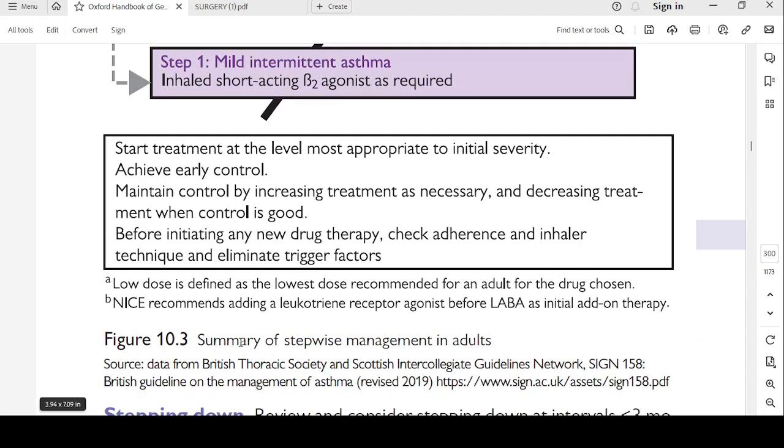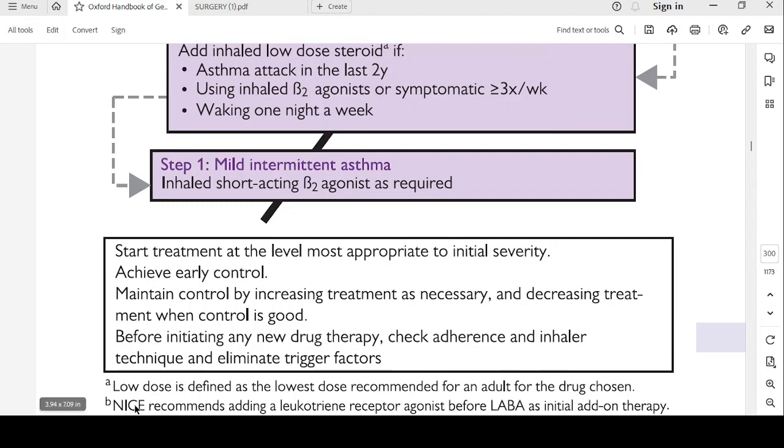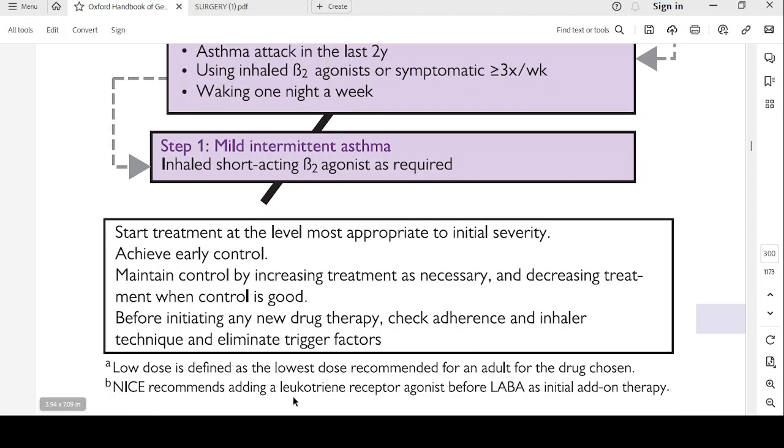So this is a figure showing a summary of stepwise management in adults. Start treatment at the level most appropriate to initial severity, achieve early control, maintain control by increasing treatment as necessary, and decrease treatment when control is good. Before initiating any new drug therapy, check adherence, inhaler technique and elimination of triggering factors. Low dose is defined as the lowest dose recommended for an adult for the drug chosen. NICE recommends adding a leukotriene receptor antagonist before LABA as an initial add-on therapy.